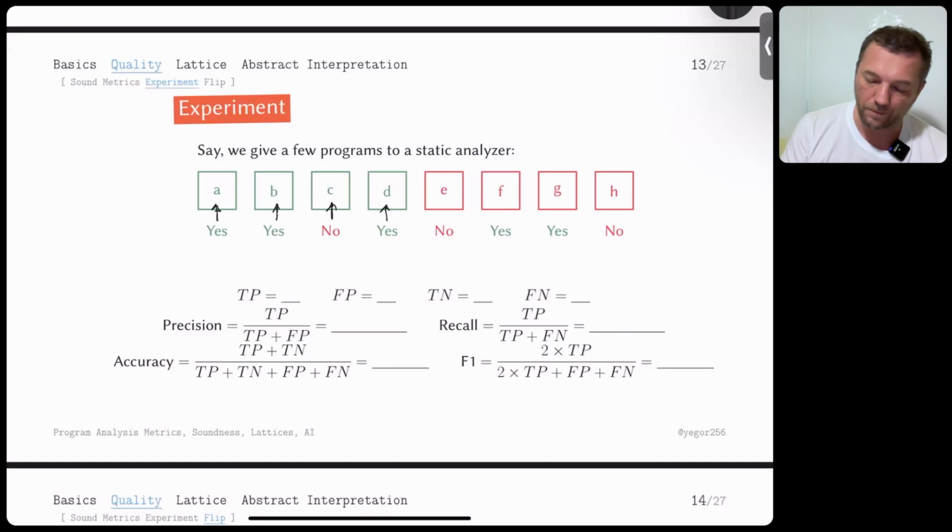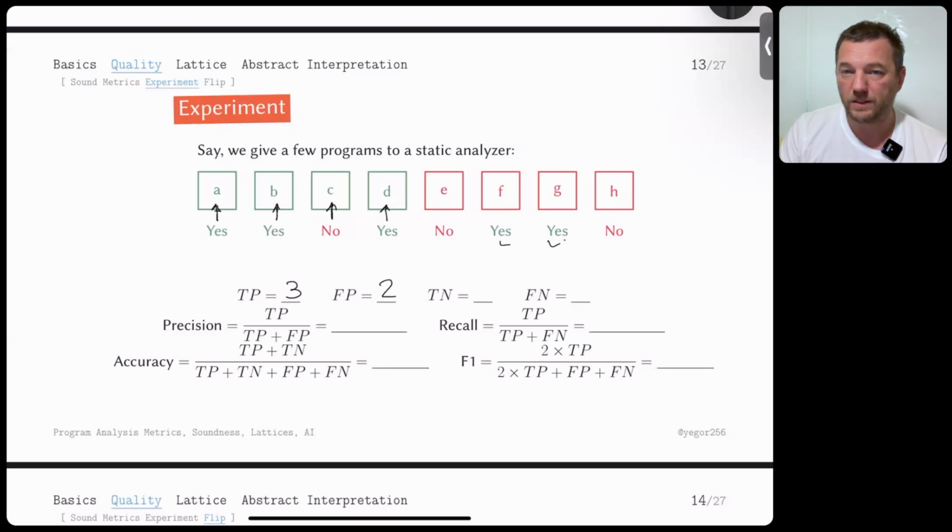And now let's calculate. True positive, how many true positives do we see here? I guess 3: A, B, and D. True positive answers. How many false positive answers do we have? 1 and 2. This is a positive answer, but it's false. The answer was yes, but in reality it's not true. So we have 2 false positive answers.